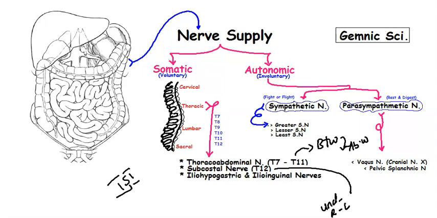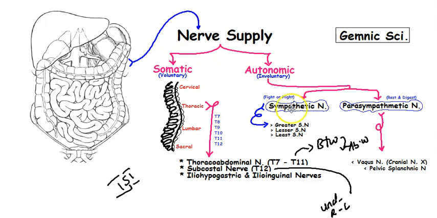Now let's move into the autonomic, which we call the involuntary. Notice that this comes in two forms, which is the sympathetic nerves and then the parasympathetic. The sympathetic is what we call the fight or flight, and the parasympathetic is what we call the rest and digest.